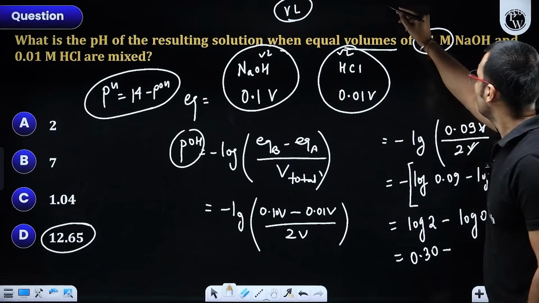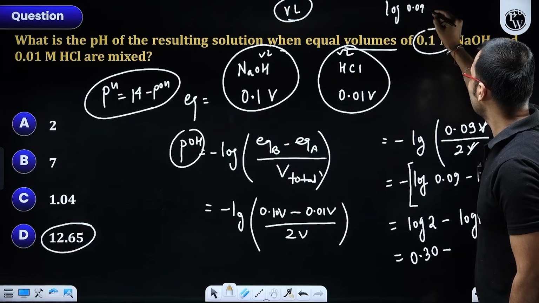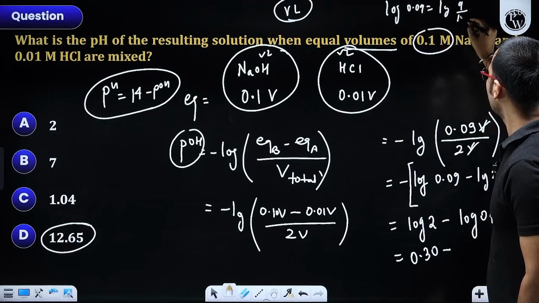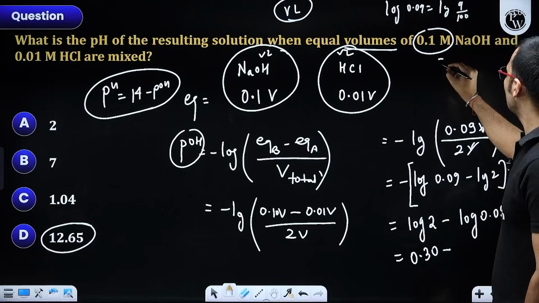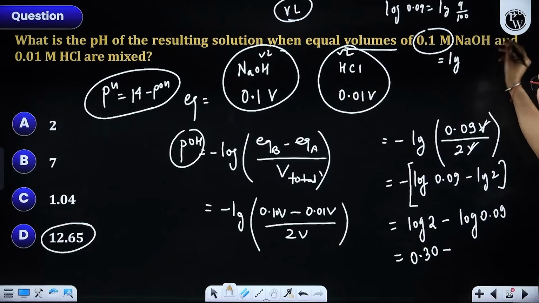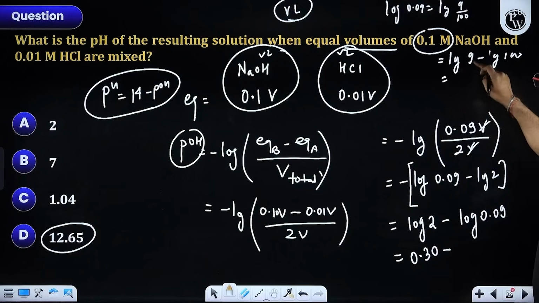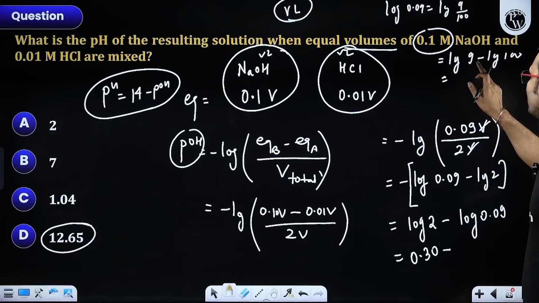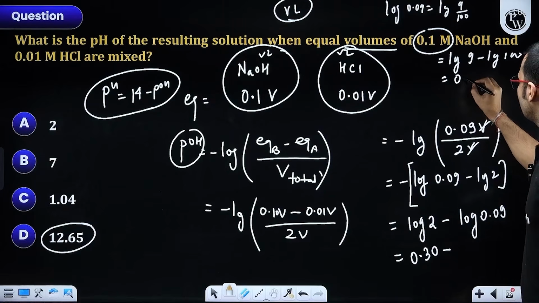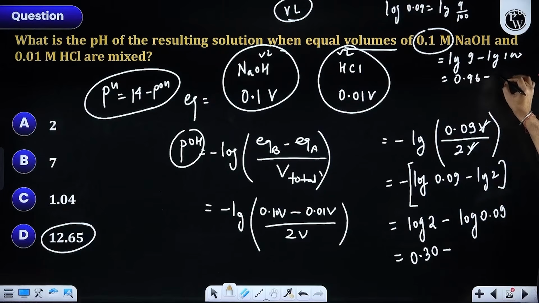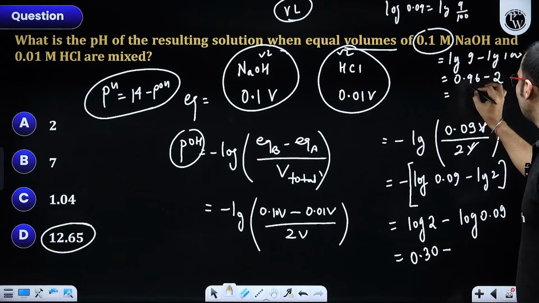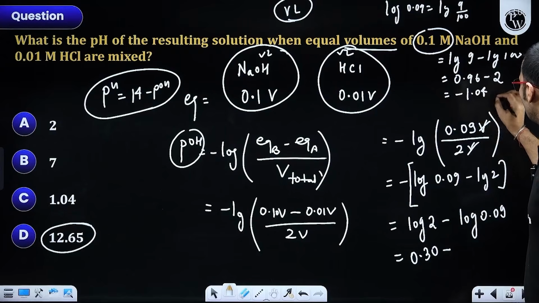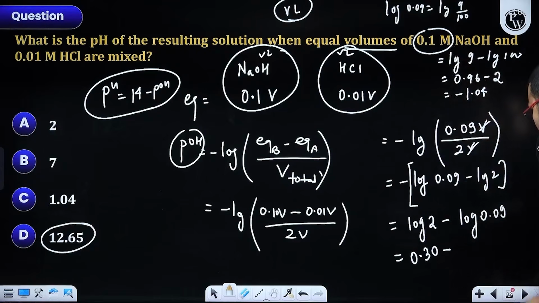Log 0.09 can be written as log 9 upon 100, right? Again, log 9 upon 100 you can write as log 9 minus log 100, and log 9 is log 3 square, so 2 into log 3. Again I am using the log formulas. So 2 into log 3 is 0.48, so 2 into 0.48 is 0.96, minus log 100, which is 2. So 0.96 minus 2 will come out minus 1.04. So minus 1.04 we are getting for log 0.09.